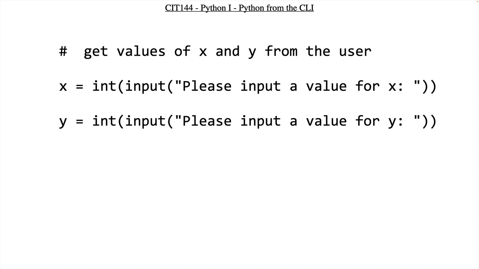The next section of code, I have a comment telling what I'm doing, which is I'm getting the values of X and Y from the user. So these two lines of code are very similar to code that appeared in your textbook. The innermost function is the input function, which is going to prompt the user with please input a value for X, and it's going to read that value, and then it's going to cast it or convert it to an integer with the int function, and then store that in X. Likewise, it's going to do the same thing for Y.